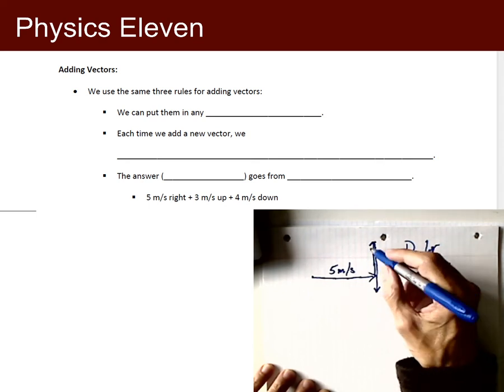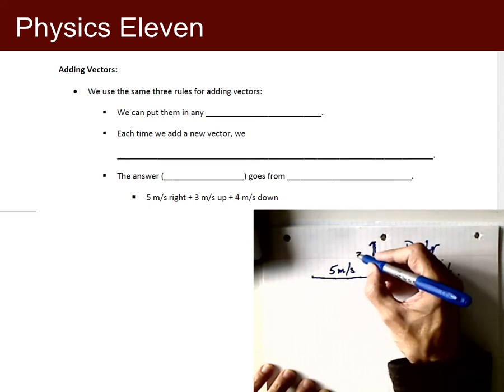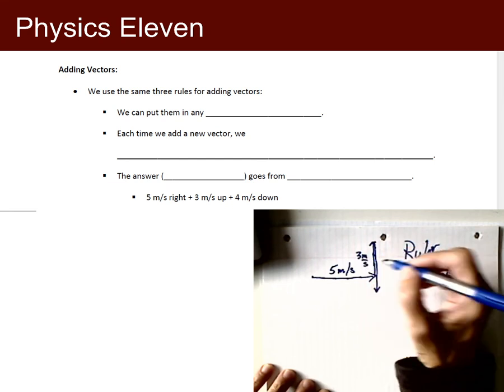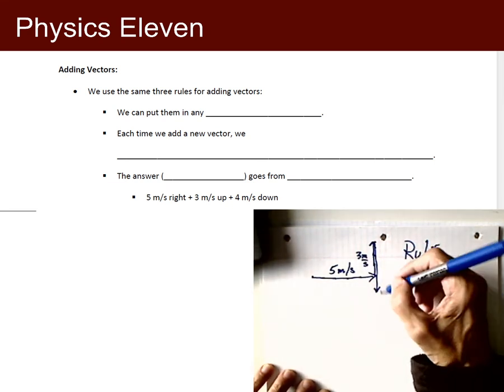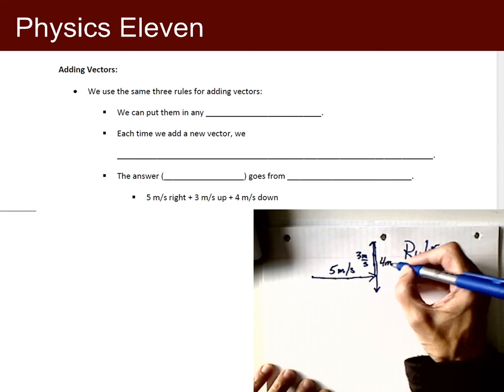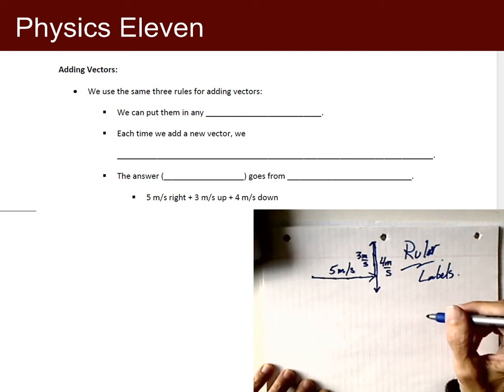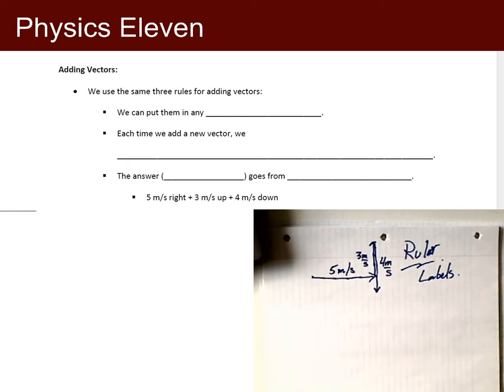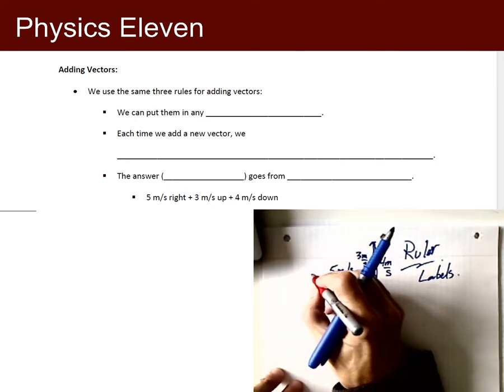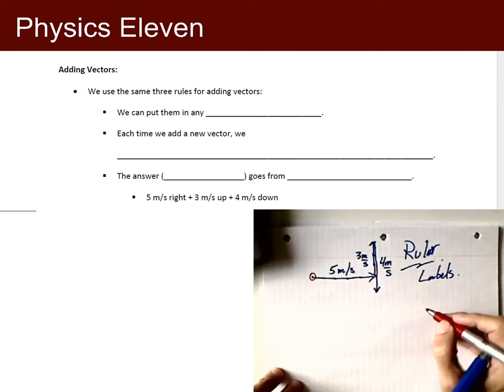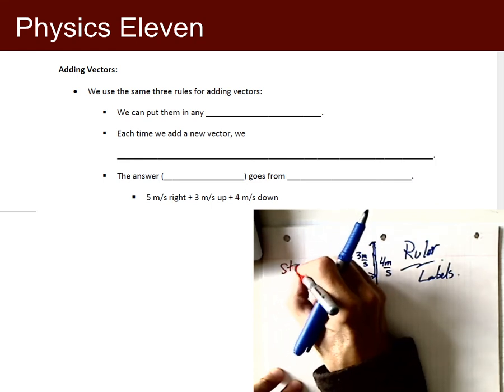The first arrow, that's 3 meters per second up, like that. And then the next one is 4 meters per second down, like that. Now, importantly, the resultant is from the start to the finish. All right, so where did we start? Well, we started way back over here. Start.